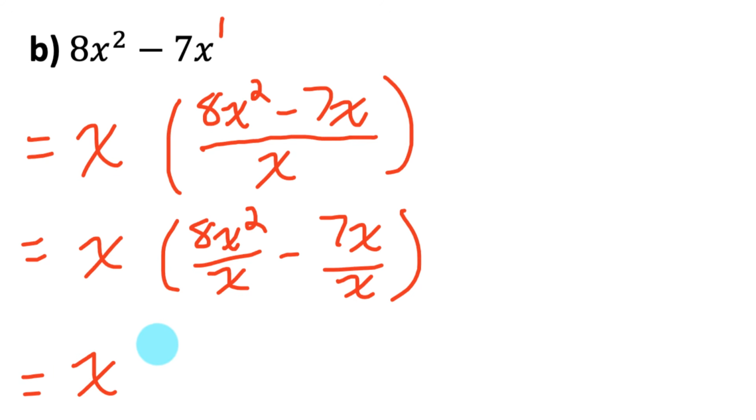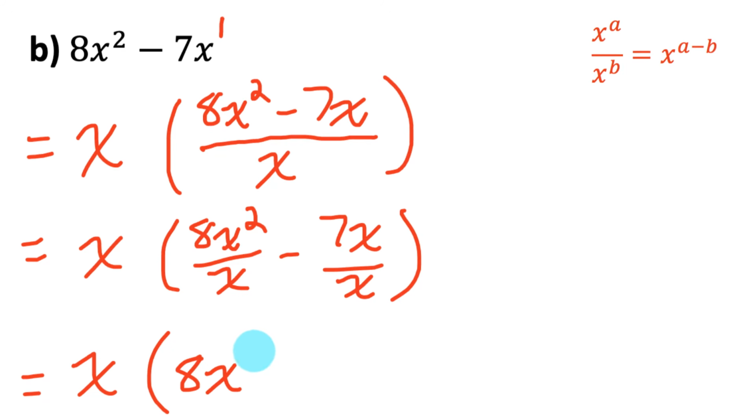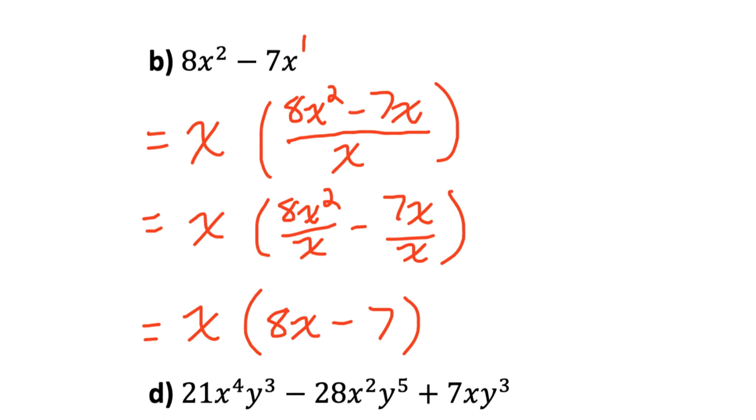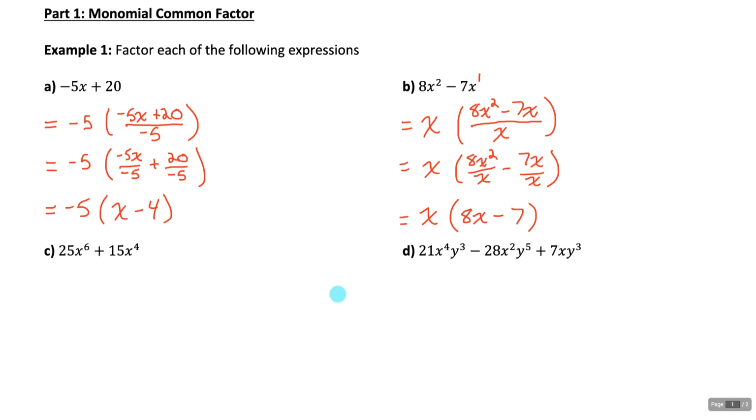And when I simplify inside the brackets, 8x squared divided by x, remember the quotient rule for exponents. When dividing powers with the same base, you keep the base the same and subtract the exponents. 2 minus 1 is 1. So 8x squared divided by x is just 8x. Minus 7x divided by x is just going to be 7. The x's will cancel out. There we go, part B has been factored.